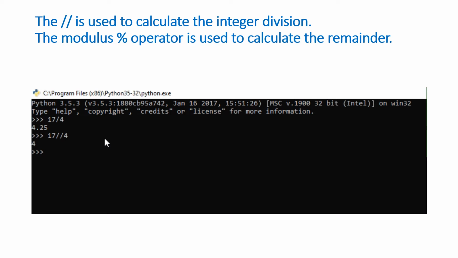Next, I will try to calculate the remainder. I type 17 modulus 4. Enter. The answer is 1. 1 is the remainder.